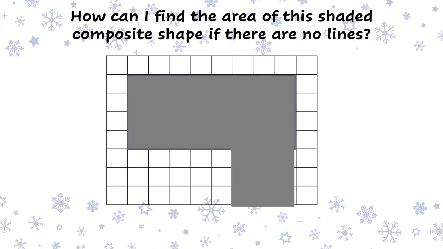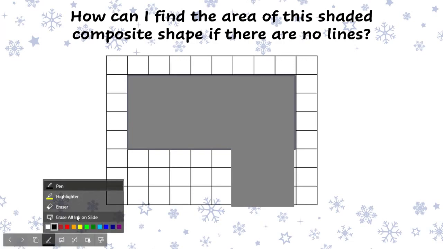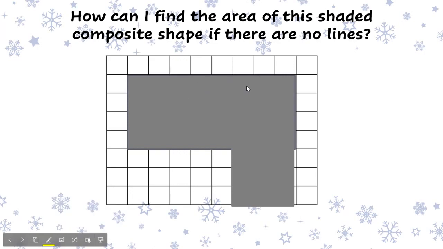All right, this one says, how can I find the area of this shaded composite shape if there are no lines? Okay, so once again, this is a composite shape, meaning that it's not just a square or a rectangle, it's irregular. Okay, so first of all, even though I cannot see the lines through the middle here, can I imagine where those lines would be? Because I can see the outside lines, right?